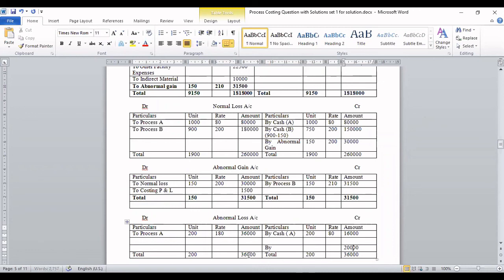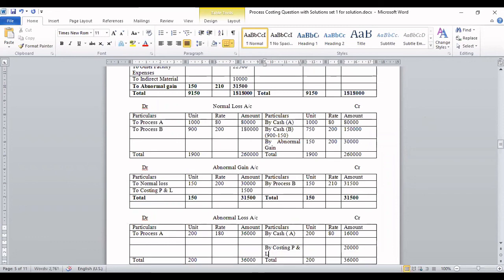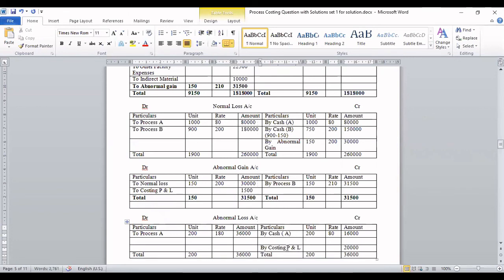No doubt, but where will it transfer? Costing P&L. Exactly. Costing P&L. Is this clear, everyone? Yes, sir. Okay, that's great. So this question is completed.